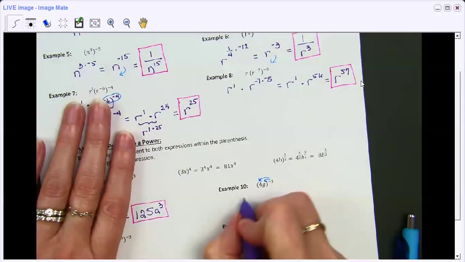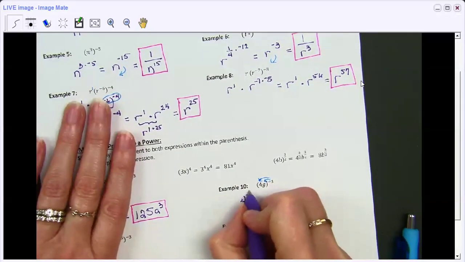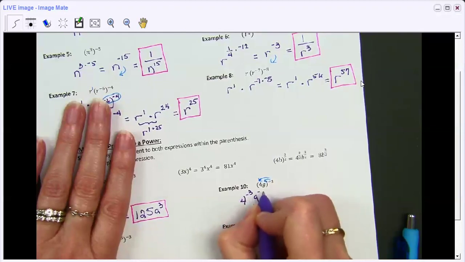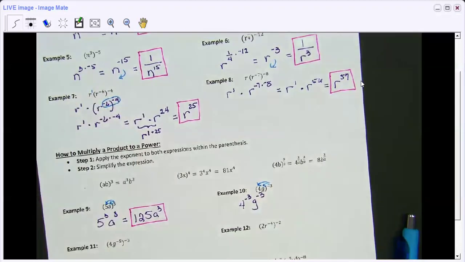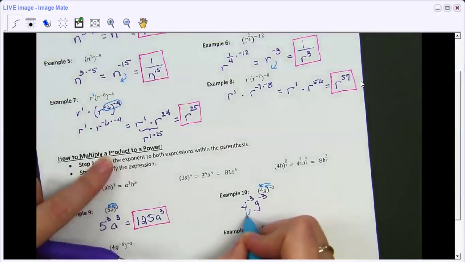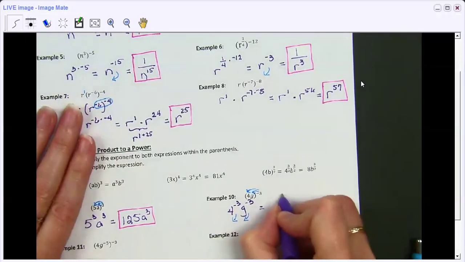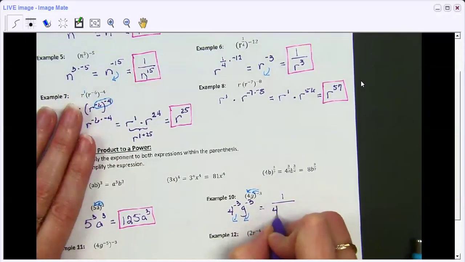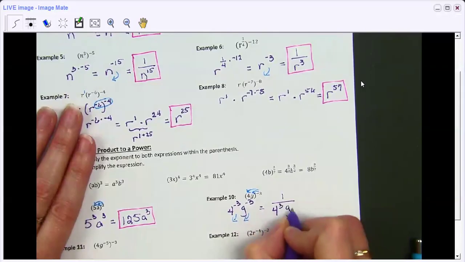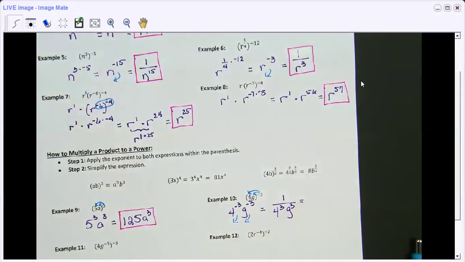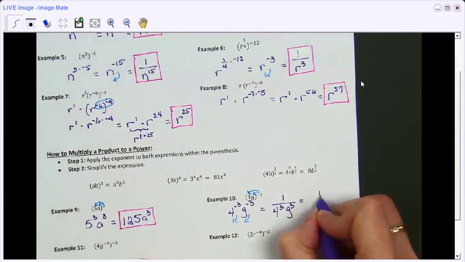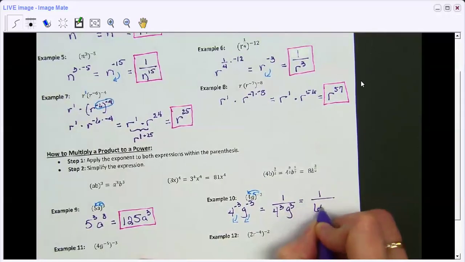And I get 4 to the power of -3, g to the power of -3. But I can't have negative exponents, so I have to move them down. So I end up with 1 over 4 cubed g cubed. And what is 4 cubed? 64. So I have 1 over 64 g cubed.